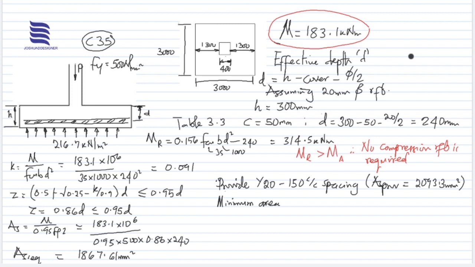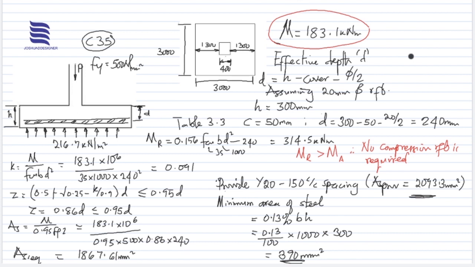Now, to obtain the minimum area of steel, to be sure that our result is valid, we use 0.13% bh, which is 0.13 divided by 100 multiplied by 1000, then the thickness of the concrete base. So the result we have is 390 millimeters squared. Now we see that this value is way below the area provided, and we are safe, we are good to go in this regard.